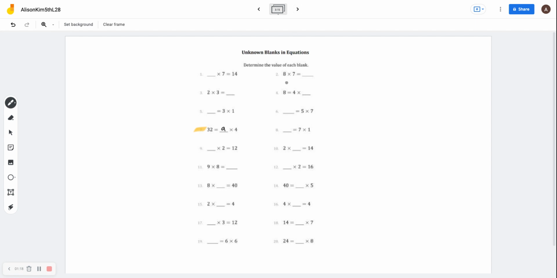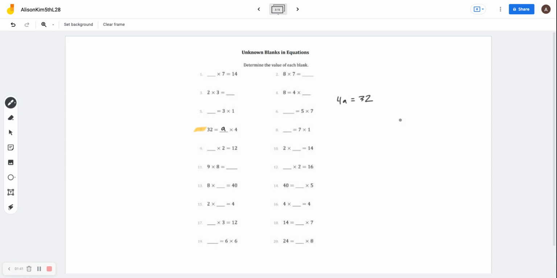Next, let's do unknown blanks in equations. This is basically just algebra. So I filled in a variable of a. So it will be 4 times a equals 32. And we need to try to find out what this variable a stands for. So when we do 4 times a, it will just be 4a. It's the same thing. Equals 32.